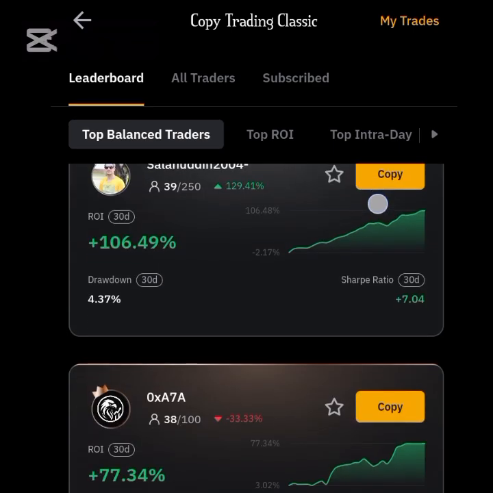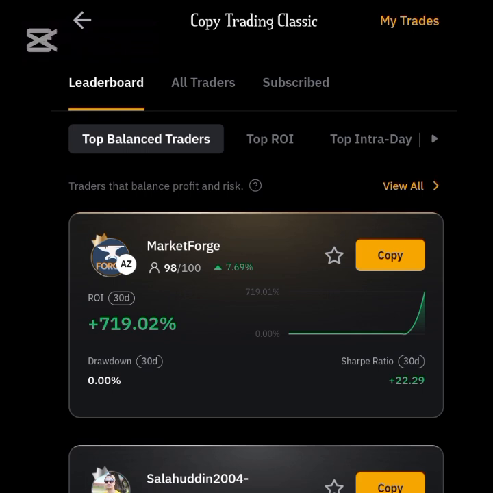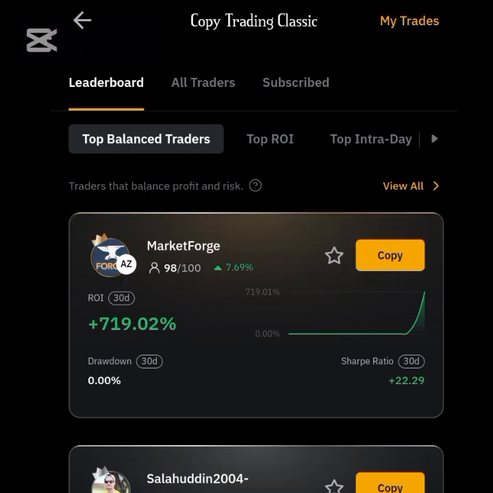There are different copy traders as you can see, but let's explain quickly what copy trading is. Copy trading basically means copying trades of professional traders. So when they make profit, you are making profit, and when they make a loss, you're losing your money as well. So to make the best out of copy trading, you have to pick the best copy traders. That's why you need to watch this video to the end, because I'll be showing you how to pick the best copy trader for you.